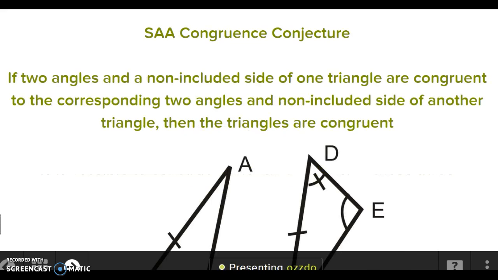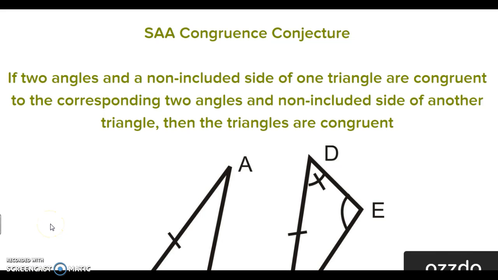You should have noticed that it is true if two angles and a non-included side, so that means the side is not inside the angles, are congruent, then the triangles are going to be congruent. Okay, so this is another congruent shortcut. Please take a minute and complete.